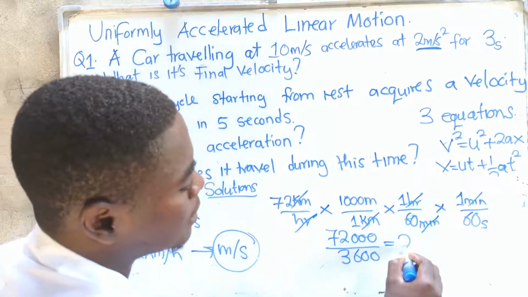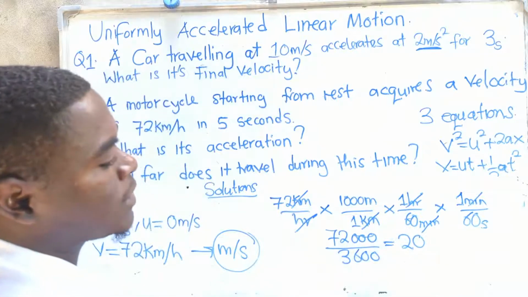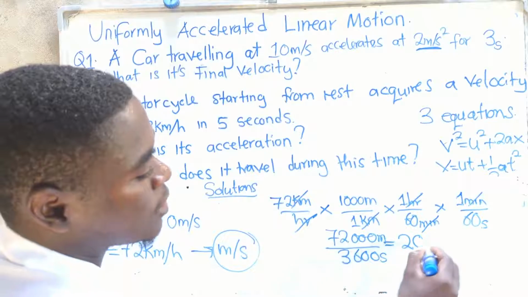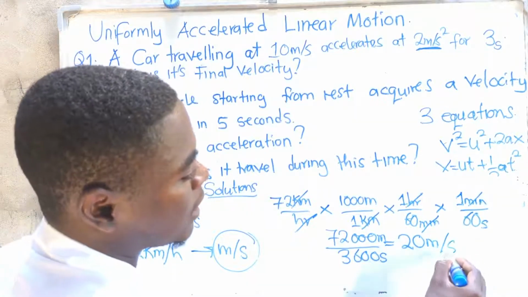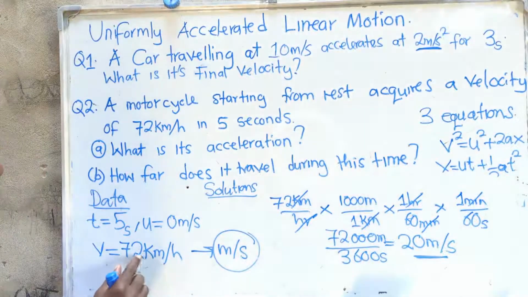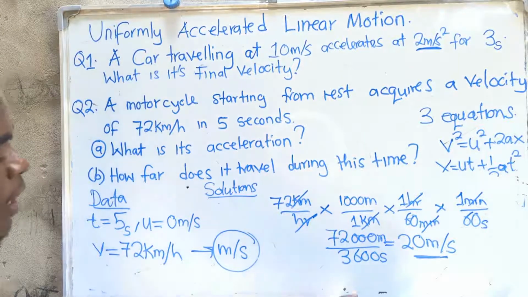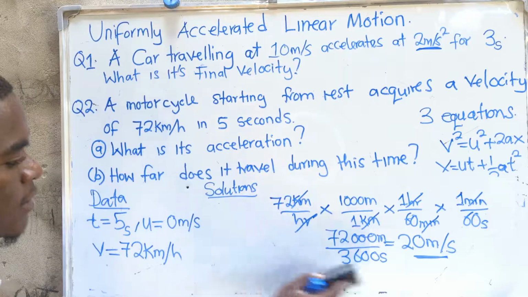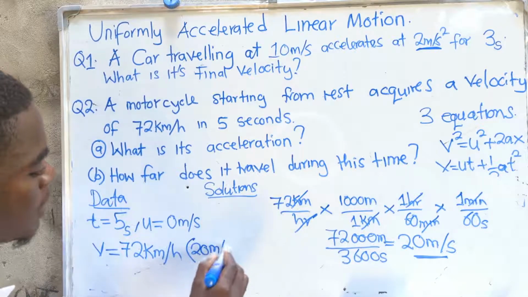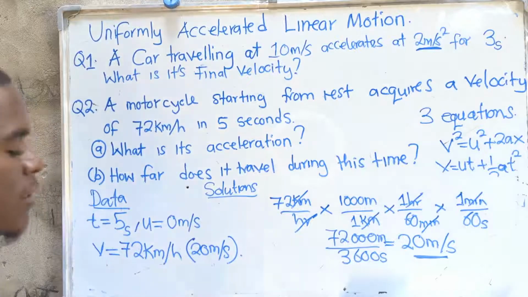The answer will be what? 20. So what I'm going to have on top there are meters. Down here it's seconds. So I'm going to have meter per second, 20 meter per second. In other words, this one, 72 kilometer per hour, is just the same as what? 20 meter per second. This is the information that you are given.